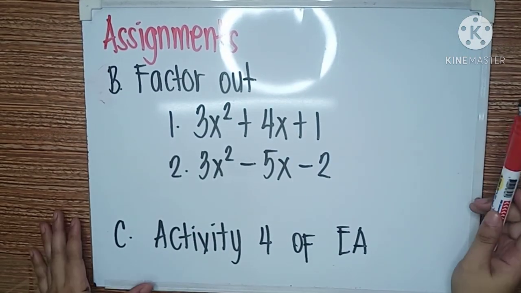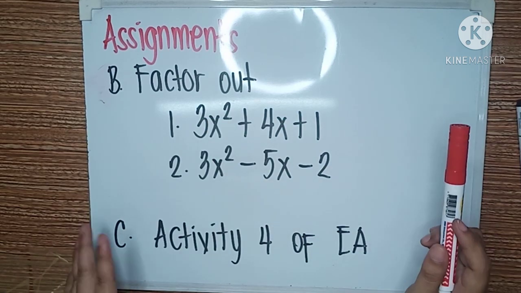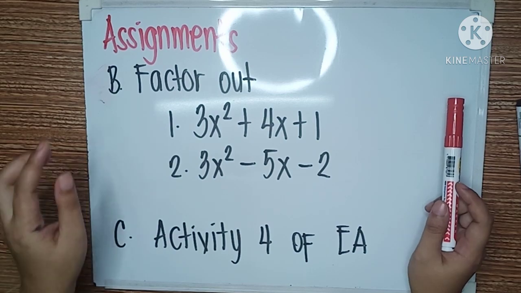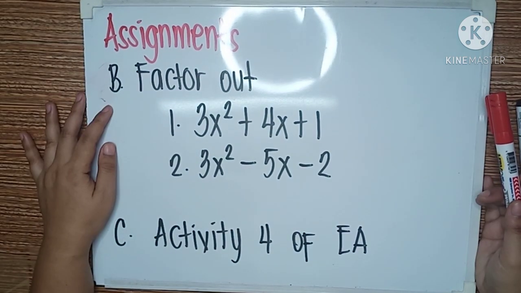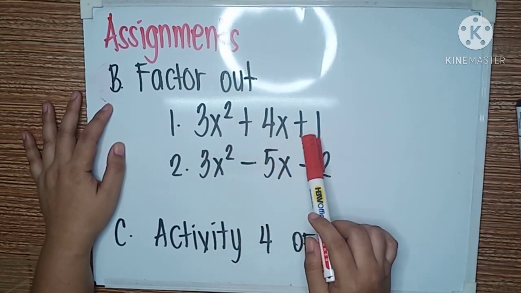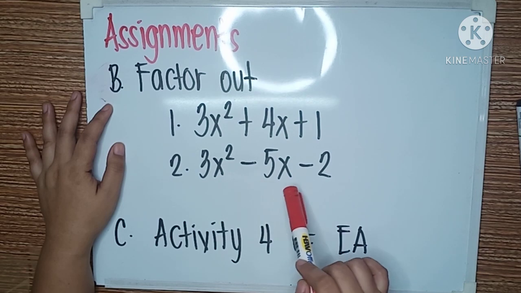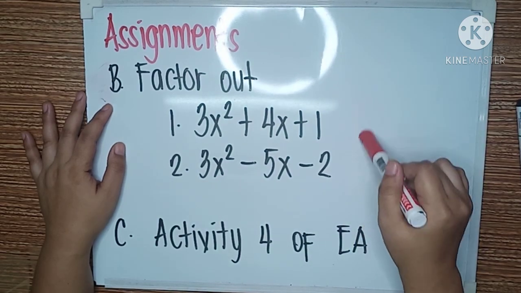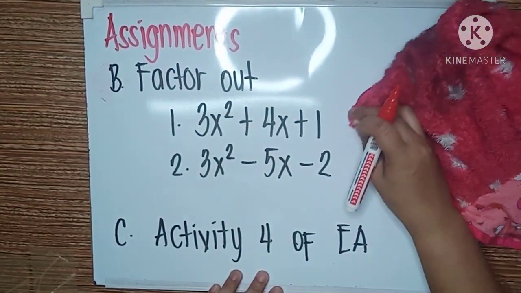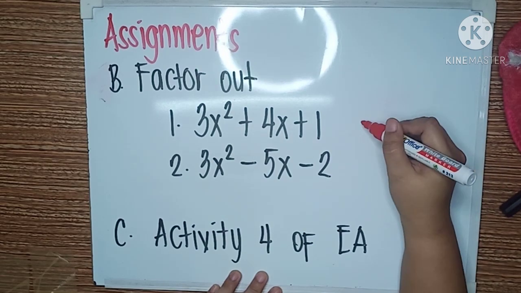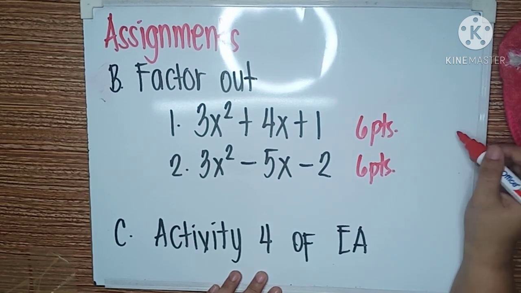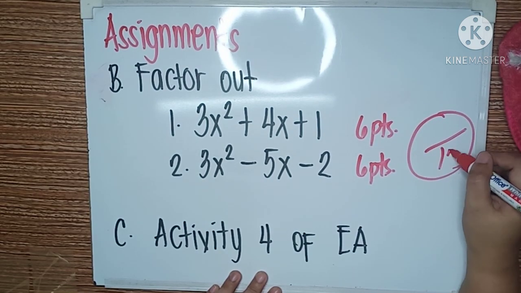Okay, so this is your assignment. For letter B, yung A po, nandun sa ating first tutorial video. So that is your first assignment for today. And then this is your second assignment. Factor out 3x squared plus 4x plus 1 and 3x squared minus 5x minus 2. Each of these items has 6 points, so for a total of 12. So ang perfect score natin dyan ay 12.